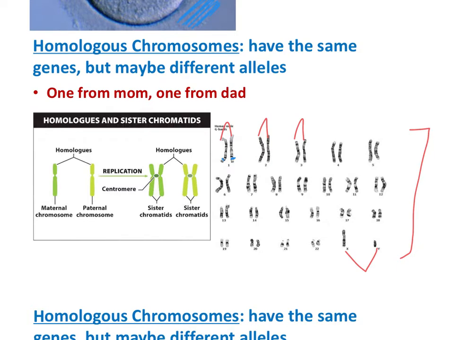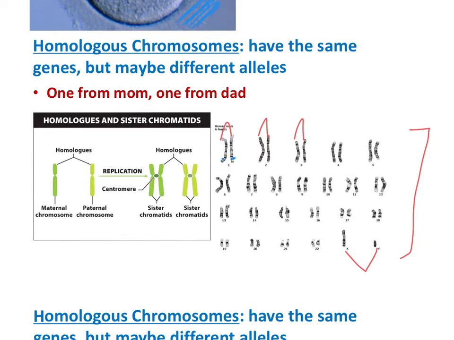You've got about 25,000 genes in your body. So you've got 25,000 copies from mom and 25,000 copies from dad. So we have the same genes, but they might be different versions.